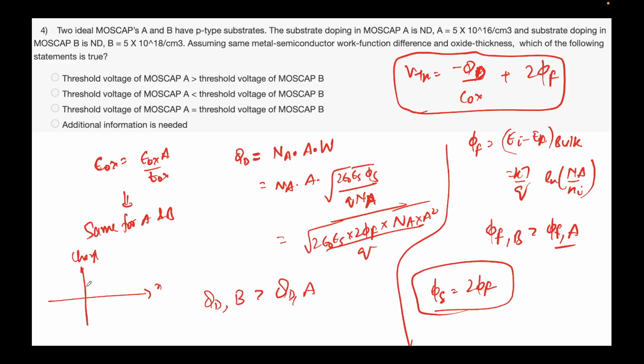So QD for B is higher and phi f for B is higher, so naturally VTH for B will also be higher. You have to deplete more charge because the doping is higher, and phi f is higher, so you have to bend much more. These are the two simple reasons for which the threshold voltage for MOSCAP B will be higher. So this will be the correct option.